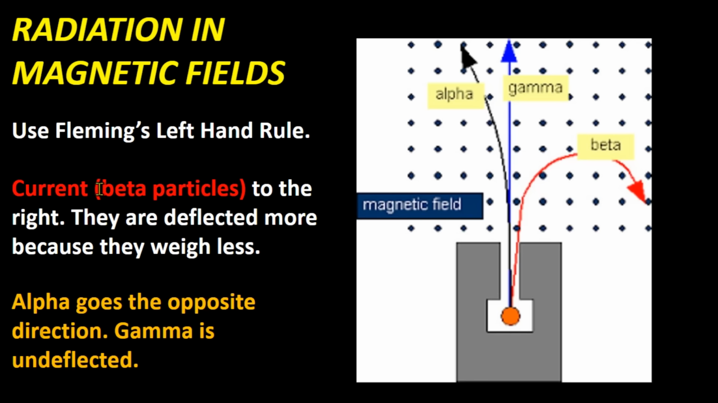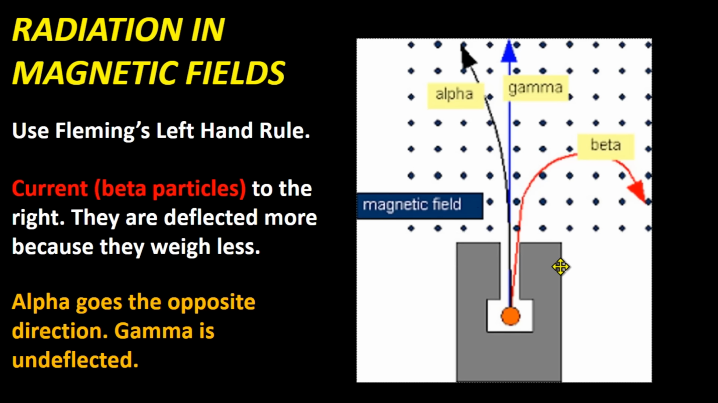So in order to tell the direction of radiation in magnetic fields, you have to use Fleming's left-hand rule. Remember, beta particles are electrons, so those are considered a current. So beta particles would move to the right, and they are deflected more than alpha because they weigh less. Alpha would go in the opposite direction to beta, and gamma, since it has no charge, remains undeflected.